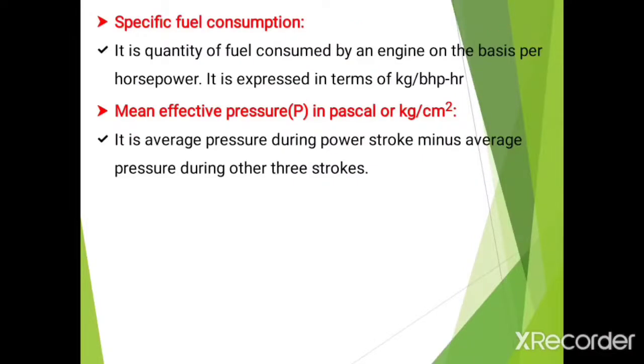Then specific fuel consumption is the quantity of fuel consumed by an engine on the basis per horsepower, and it is expressed in terms of kg per brake horsepower per hour. It is also expressed in gallons per horsepower per hour. Then next, mean effective pressure, in Pascal or kg per centimeter square. It is the average pressure during the power stroke minus average pressure during the other 3 strokes. That is called mean effective pressure.